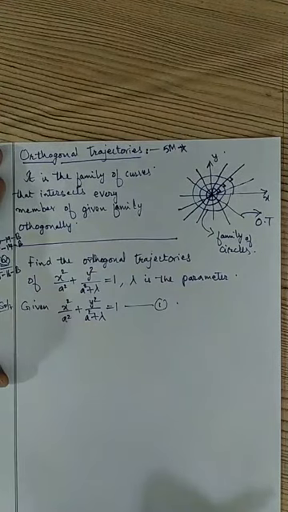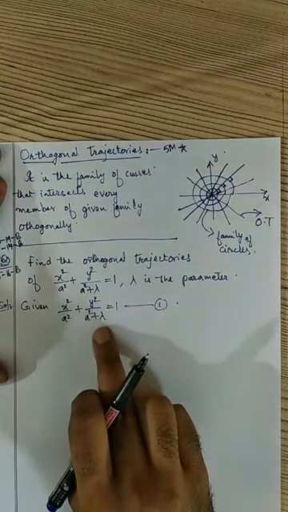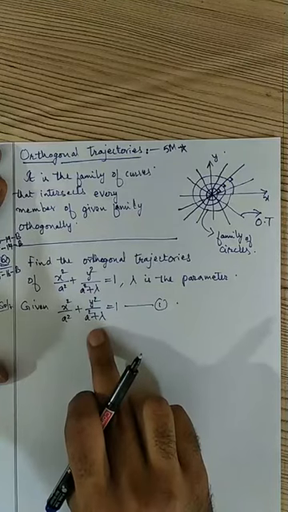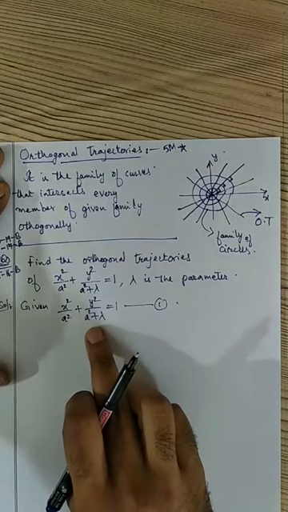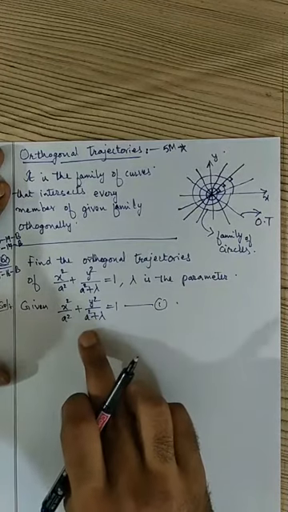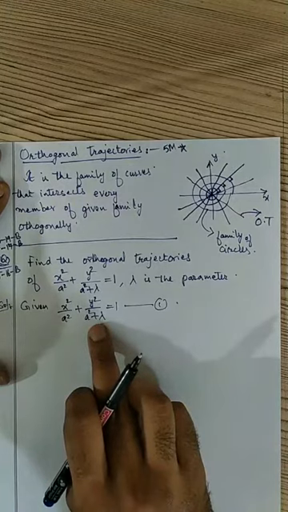So the procedure is, we have to differentiate the given family of curves with respect to x and eliminate the parameter. Then we will get the differential equation of the given family. First we have to get the differential equation of the given family. This is the first step of finding the orthogonal trajectories. The given family is not a differential equation, it is just an expression in x and y. We have to convert this to a differential equation. For converting this to a differential equation, what do we have to do?